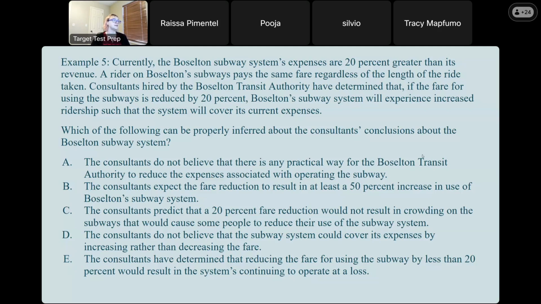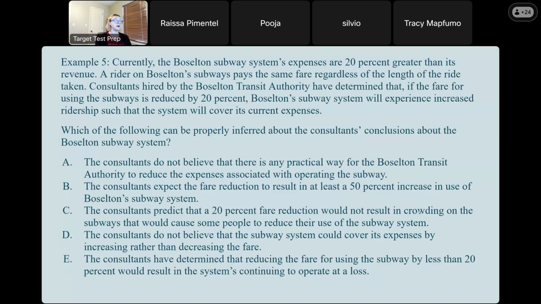The consultants, hold on, what does it say about consultants? They're saying that if the fare for using the subways is reduced by 20%, then the subway system will experience increased ridership such that the system will cover its current expenses.